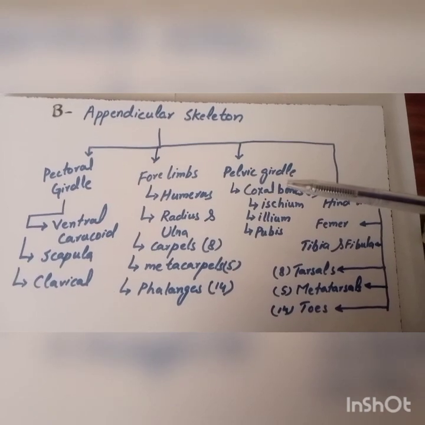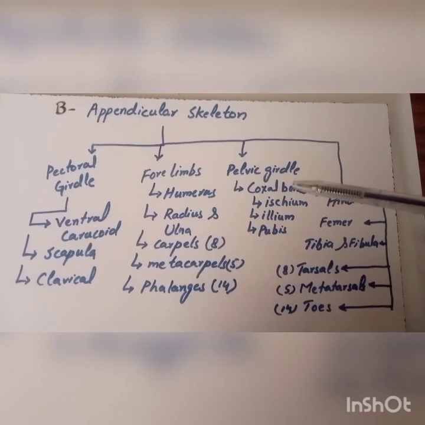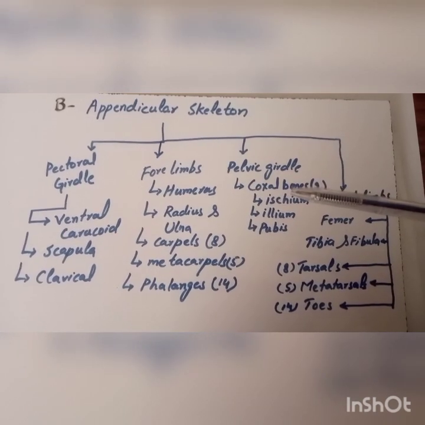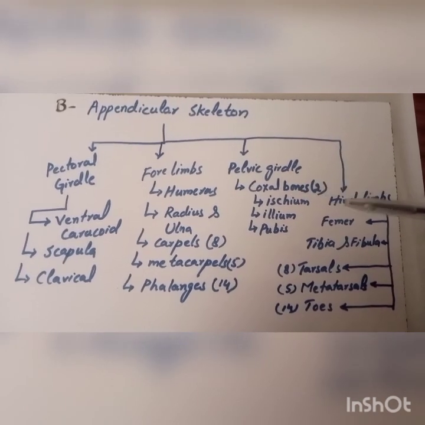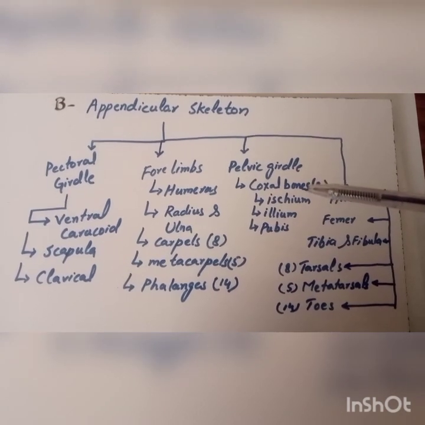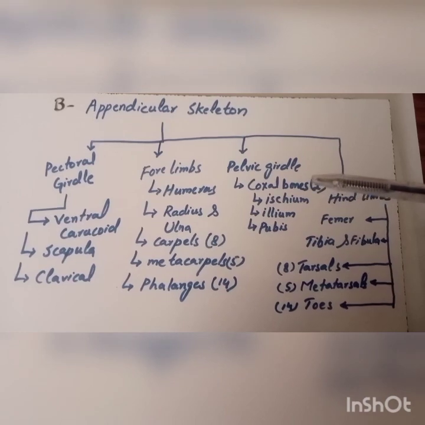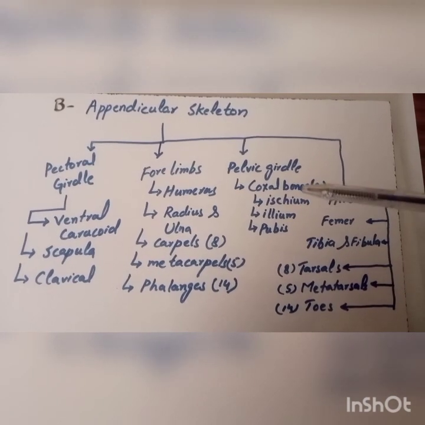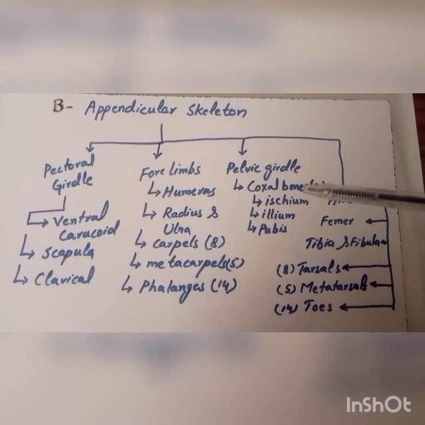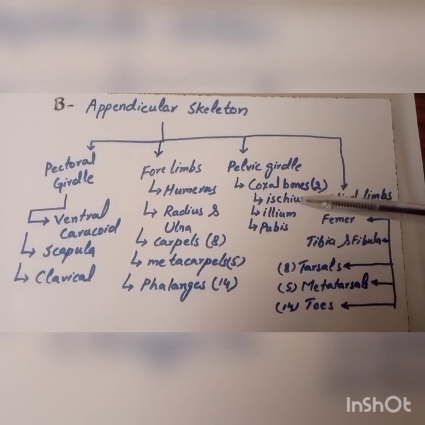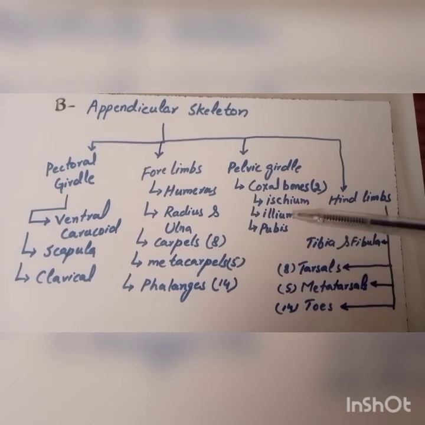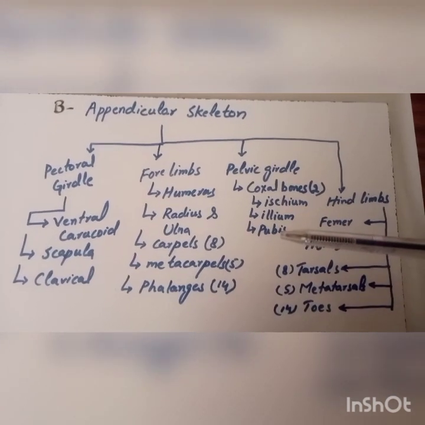Third part is the pelvic girdle. In the pelvic girdle, the hind limbs are attached to the vertebral column. It is made up of 2 coxal bones. Each of these bones is formed by the combination of 3 bones that are ischium, ilium and pubis.